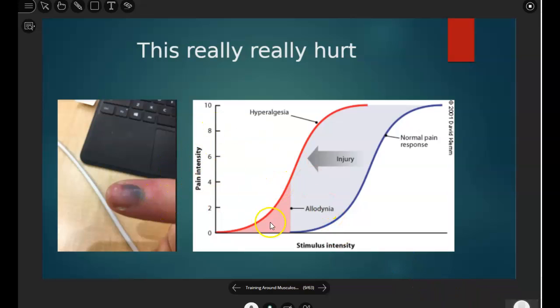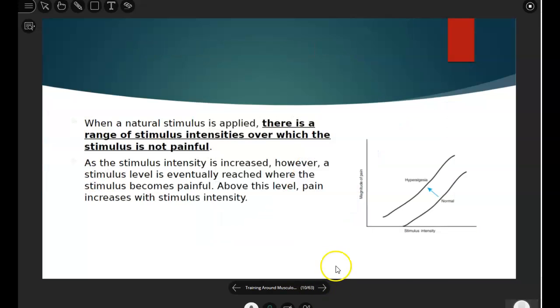If I were to just touch my finger when that had happened, I would experience pain. So after somebody has experienced pain or some kind of painful incident, the threshold for stimuli to cause pain actually decreases. Let me give you an example. When a natural stimulus is applied, there is a range of stimulus intensities over which a stimulus is not painful. Imagine that you put your finger on or right above a stove, and it wasn't that hot.